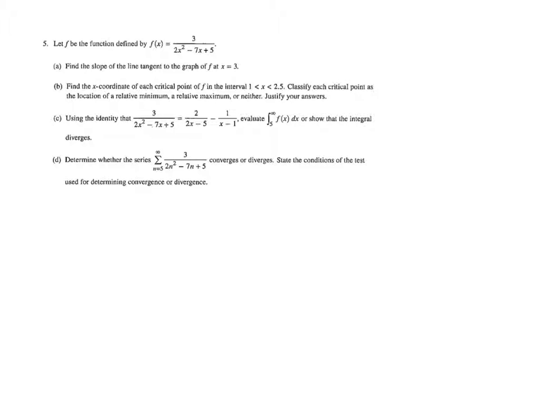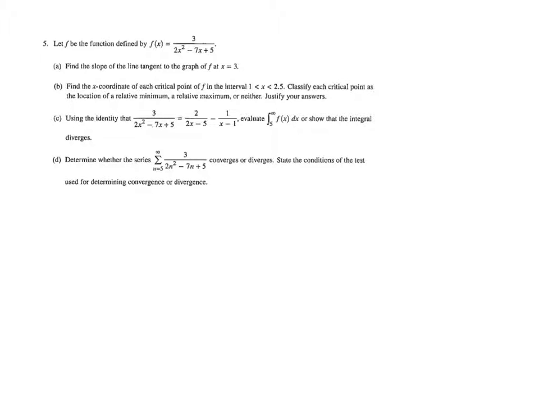So in this case, the first part is pretty self-explanatory. Find the slope of the tangent line to the graph of f. There's f, find the derivative. Part B, find the x-coordinate of each critical point on the interval from 1 to 2.5. Classify the critical point locations as relative mins, relative max, or neither. Justify your answer. Now remember, when you do the justification on something like that, you want to explain how you're going to tell that you have a relative max or relative min.